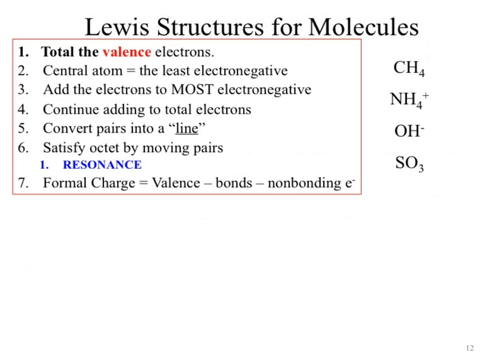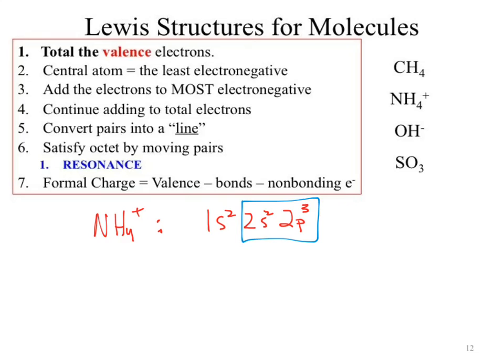We just did CH4. So let's do, we're going to run a bit tight here, but we'll do the NH4 plus and the OH minus. Okay? So NH4 plus, we need to total the electrons that go into our structure. How many electrons does nitrogen bring in? Nitrogen, 1s2, 2s2, 2p3. What are our valence electrons? Nitrogen brings in 5 valence electrons.